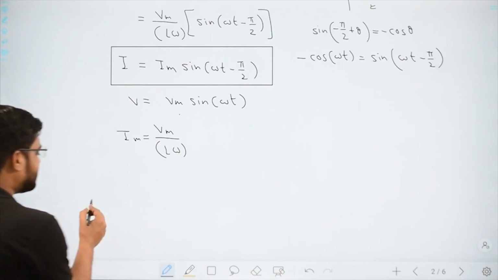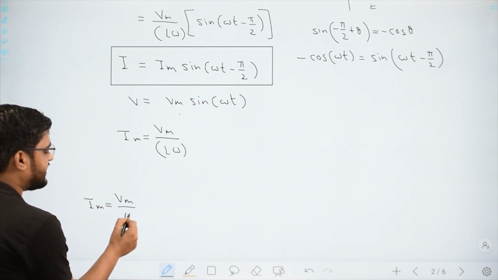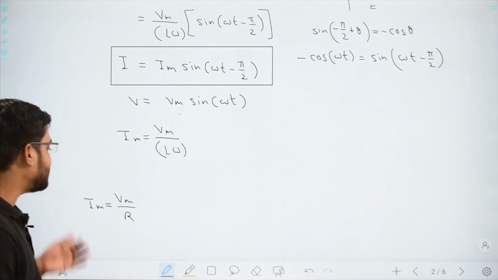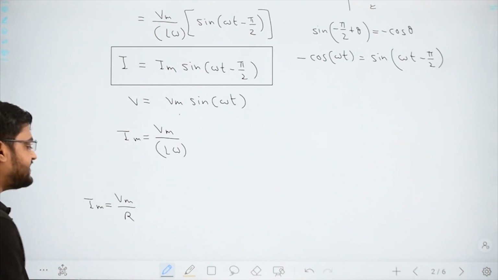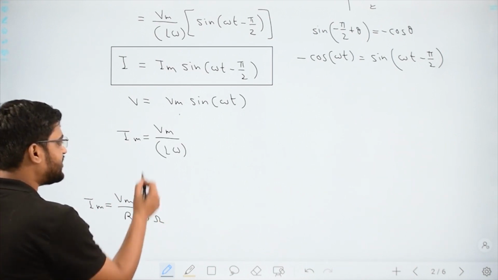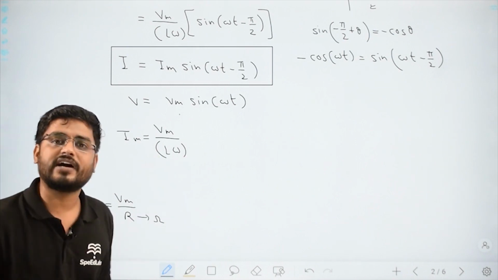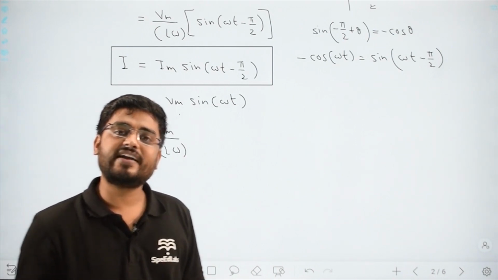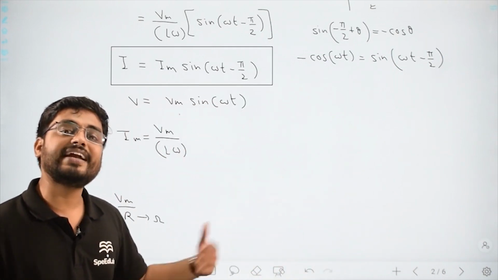In the previous case, we said that Im is nothing but Vm by R when a resistance was connected. So when resistance is connected, it is V by R, or voltage divided by resistance. The unit of resistance is ohm. So these equations are identical. It is just that instead of resistance there is L omega. So this L omega is defined as, you can say, kind of a resistance equivalent to an inductor.